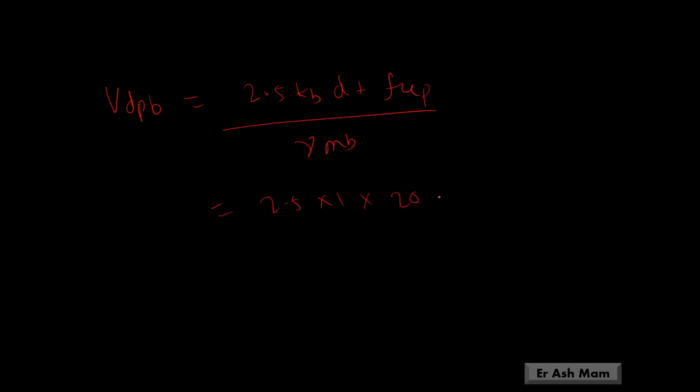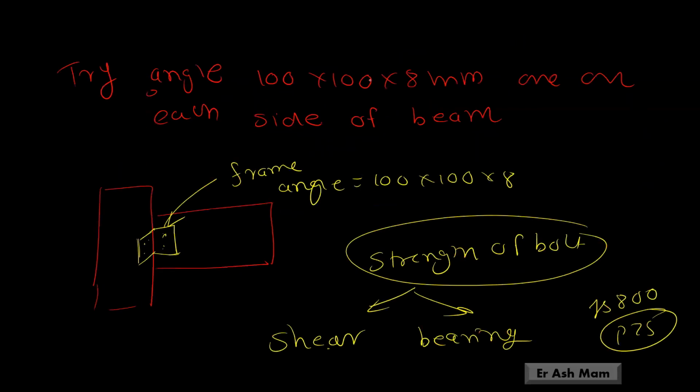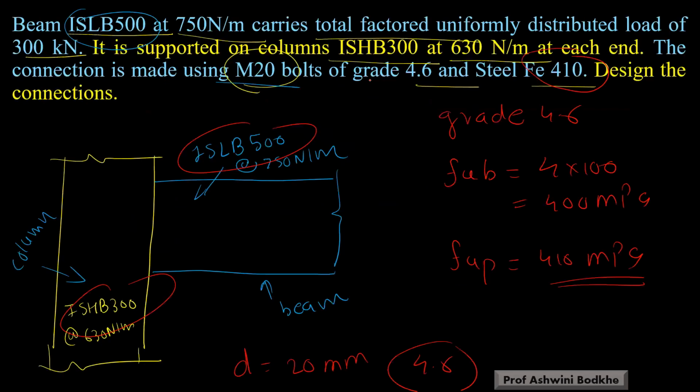Next is strength of bolt in bearing, that is VDPB. Formula is 2.5 kb d t Fu of plate upon gamma MB. It is 2.5 into kb is 1, diameter is 20. Next is t, thickness. Which thickness? Minimum thickness you have to consider.